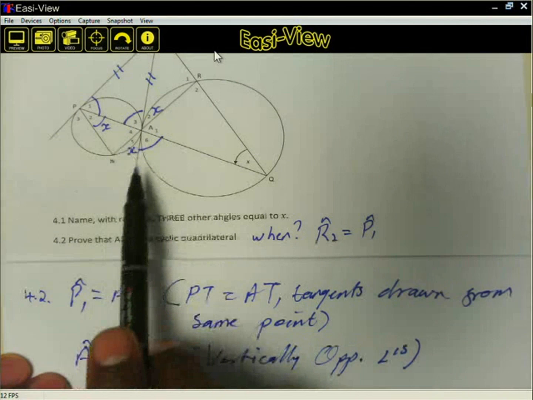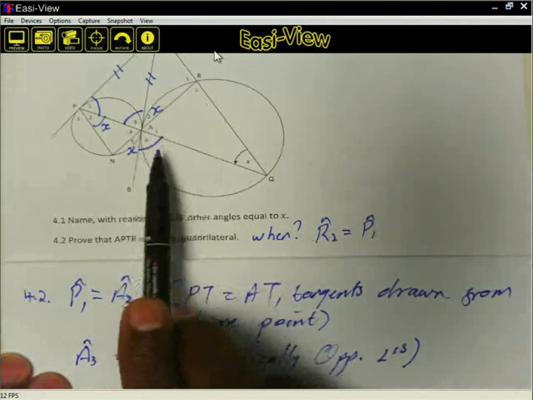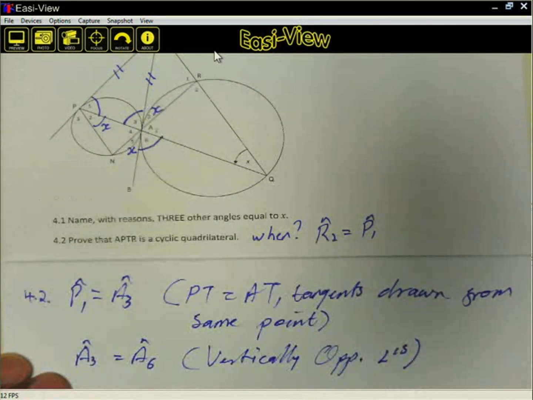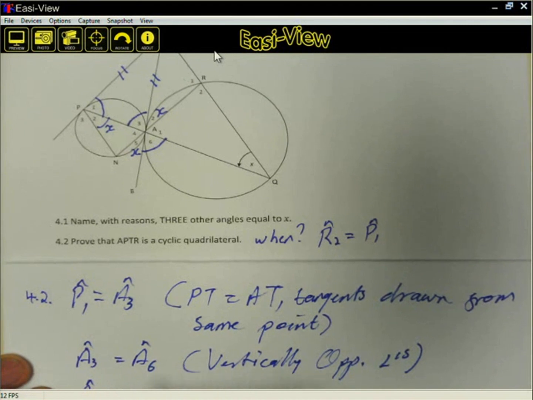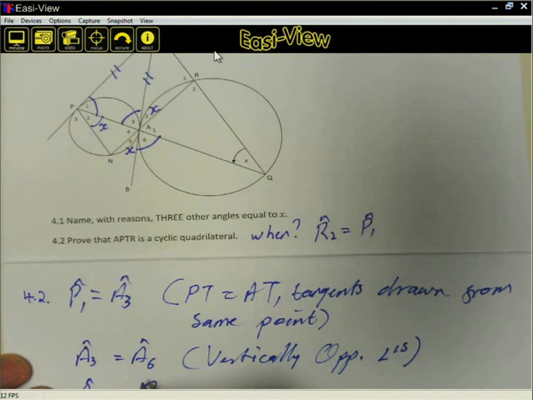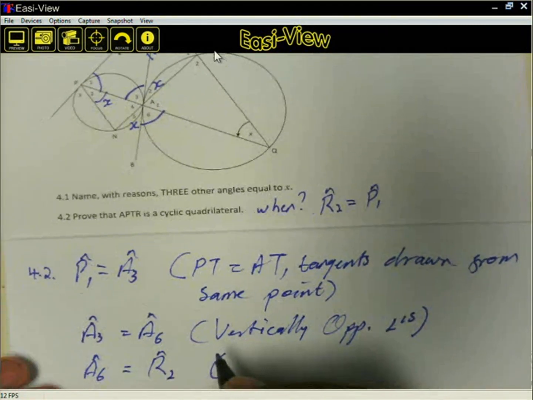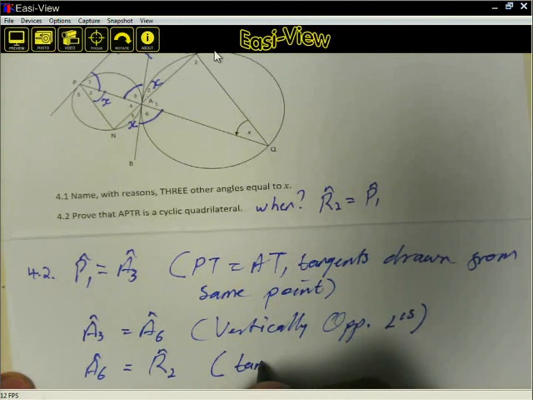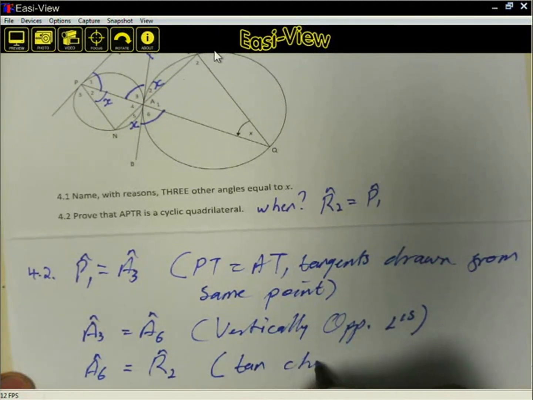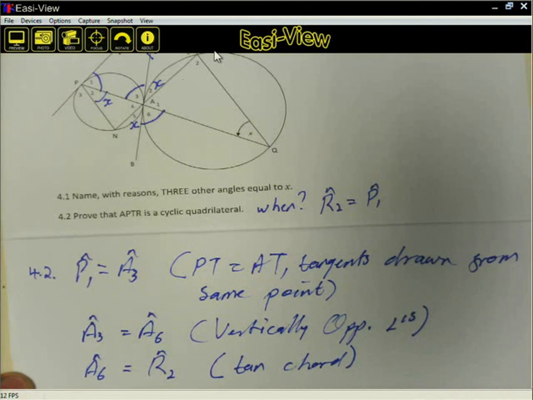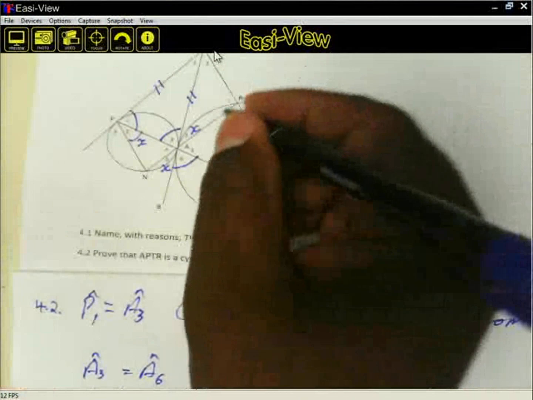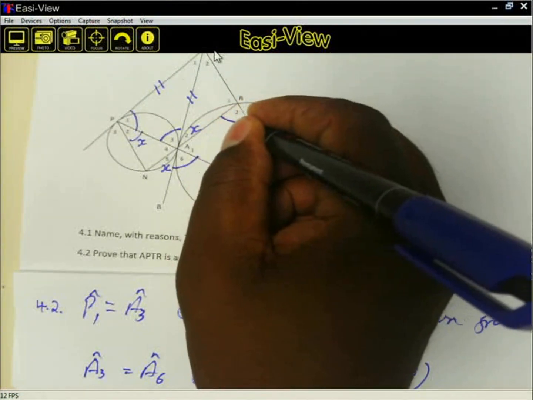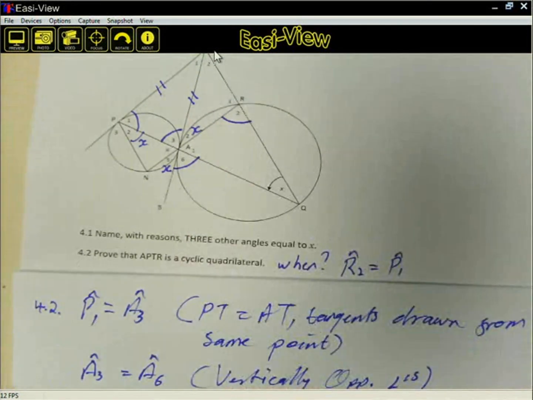Now check the relation between angle A6 and R2. Angle A6 and R2. Tan chord. Therefore, angle A6 is also equal to angle R2. That is according to the tan chord theorem. All the angles that I've marked are now equal. It means R2 also I must mark exactly the same. Mark it like that. All those angles are equal.